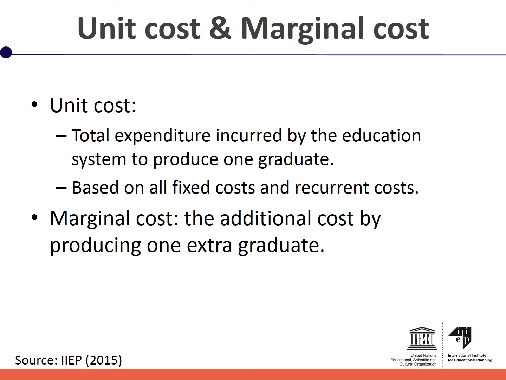The unit cost is the total expenditure incurred by the education system to produce one graduate, which is based on all fixed cost and recurrent cost. The marginal cost is the additional cost by producing one extra graduate.